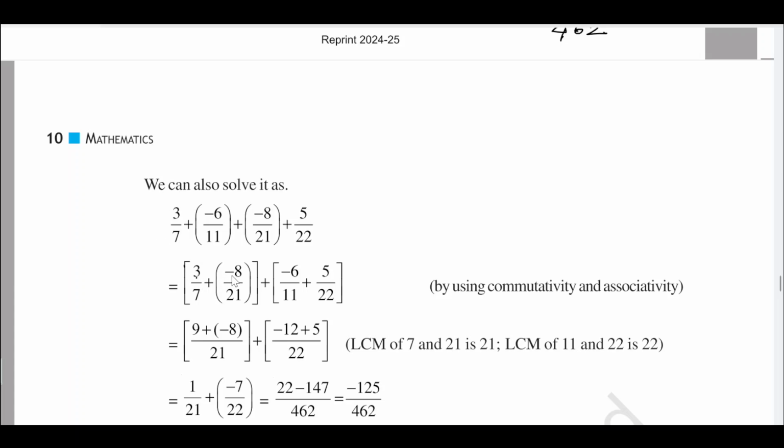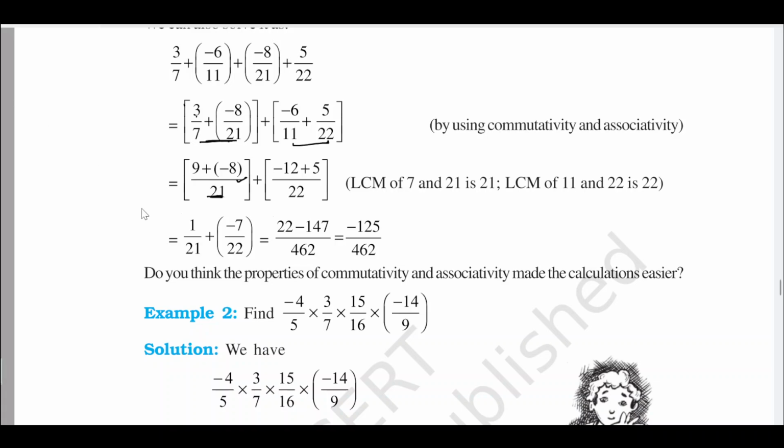3 by 7 plus minus 8 by 21. We will easily get the LCM as 21. 7 threes are 21, so 3 into 3 is 9, and 8 stays, 21 ones are 21, so this will be minus 8, nothing will change. Similarly, for 11 and 22, the LCM is 22. So 11 twos are 22, 6 minus 6 into 2, we will get 12 plus 5. Simplifying this one, we will get 1 by 21, and simplifying this one, we will get 22 by minus 7 by 22.